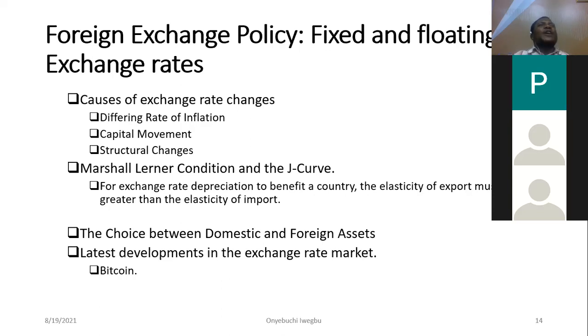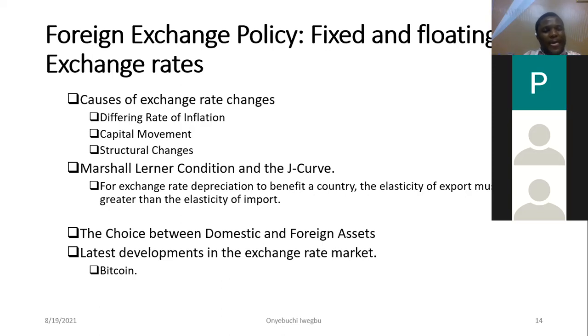You build a house, everything from beginning to the end is imported, except your block, your cement, even cement, okay, except your cement. Everything, door, window, zinc, everything is imported. Capital movement. Causes of exchange rate changes again is structural changes.